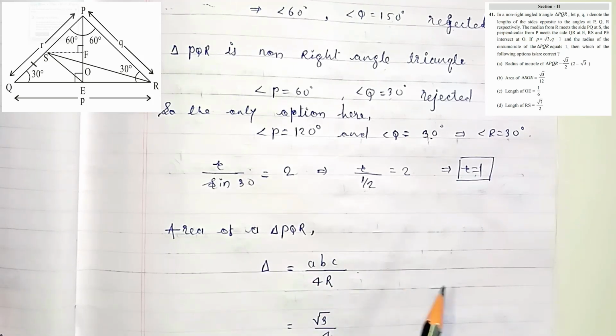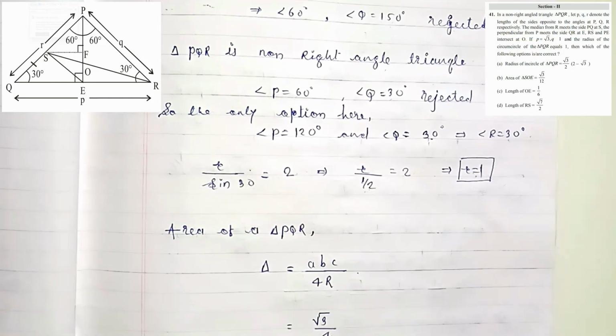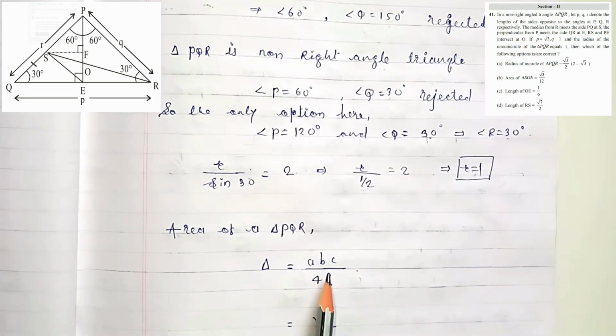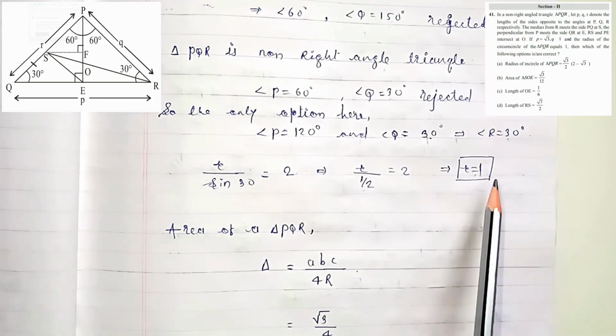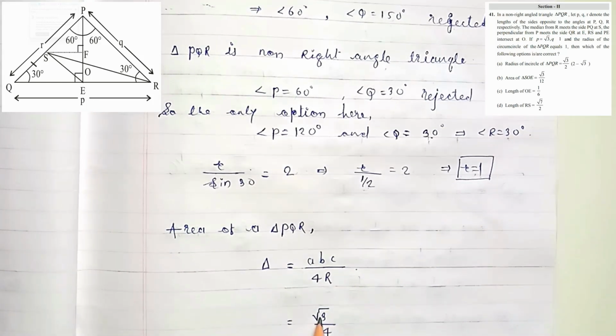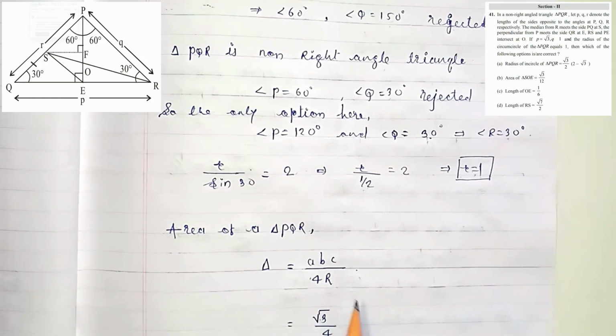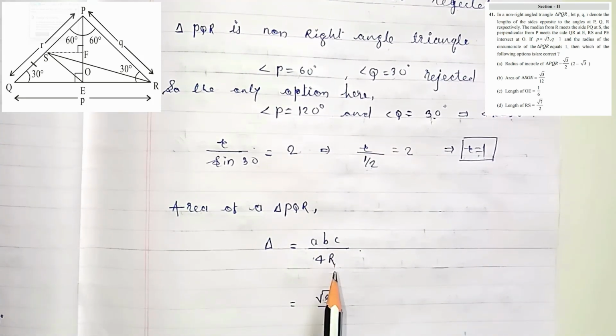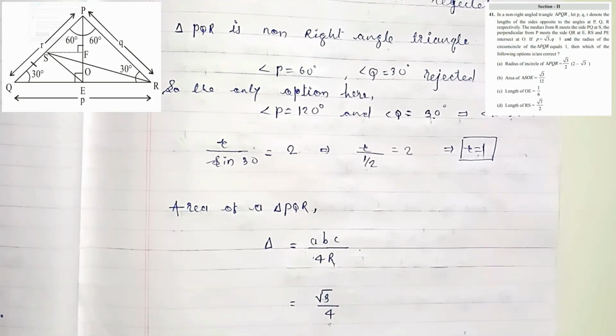So abc here are the sides of the triangle, and instead of abc we have taken small p, small q, small r as the sides. Small p is √3, small q is 1, and small r is 1. So multiplying √3 into 1 into 1 gives √3, and 4 times R, the radius of the circumcircle, which is also 1, gives 4. So I got the area of triangle PQR as √3 by 4.